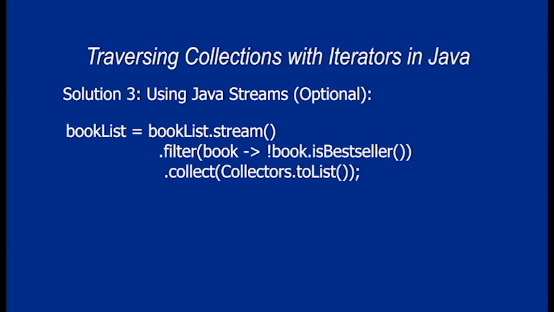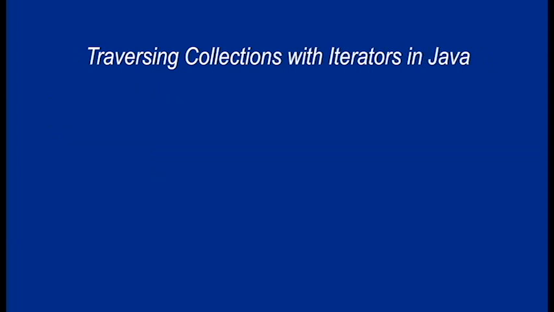So there you have it. We've covered multiple ways to safely modify a collection while iterating, avoiding that pesky ConcurrentModificationException. Whether you prefer using a separate collection, the iterator's remove method, or even streams, there's a solution that fits your style.